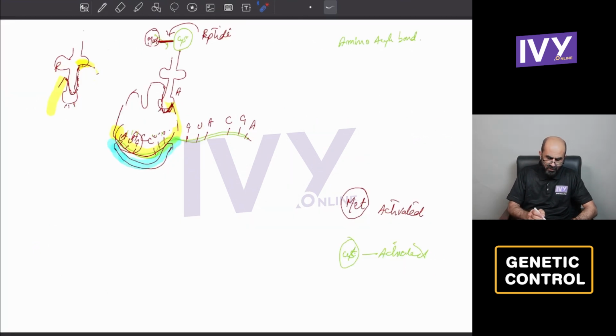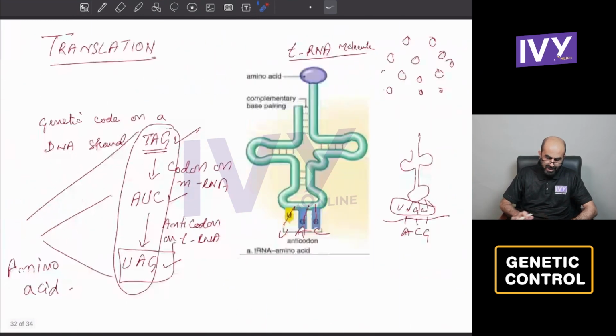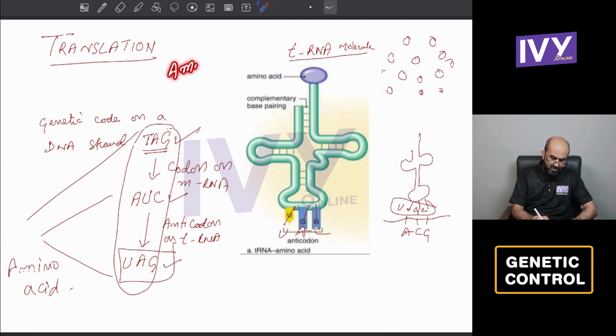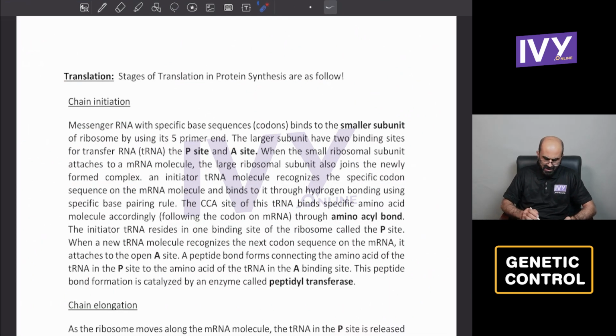And the bond formation where the amino acid molecules are attached to the tRNA is catalyzed by the enzyme aminoacylase. So aminoacylase catalyzes the formation of the aminoacyl bond, as I told you, which forms here, and peptidyl transferase catalyzes the peptide bond between the amino acids on the tRNAs. So these are the two sites now.